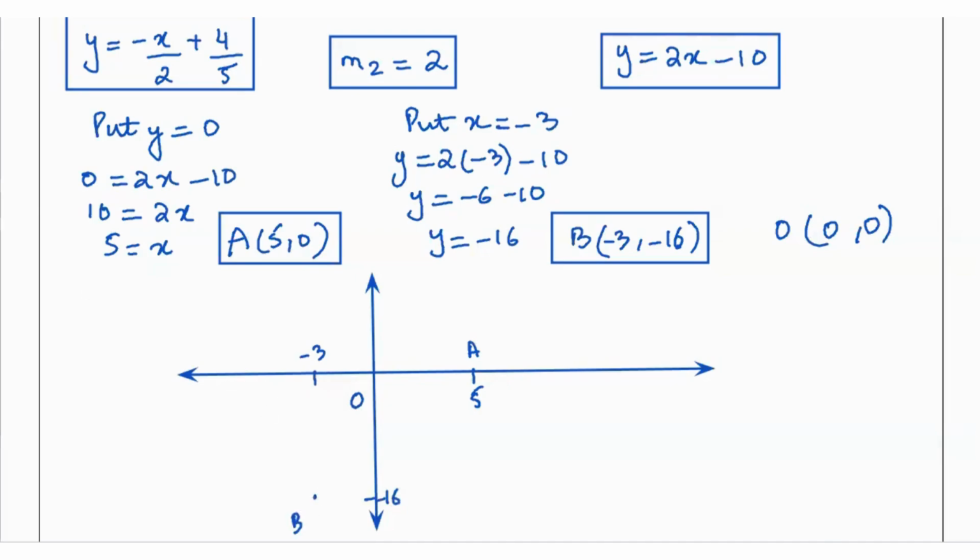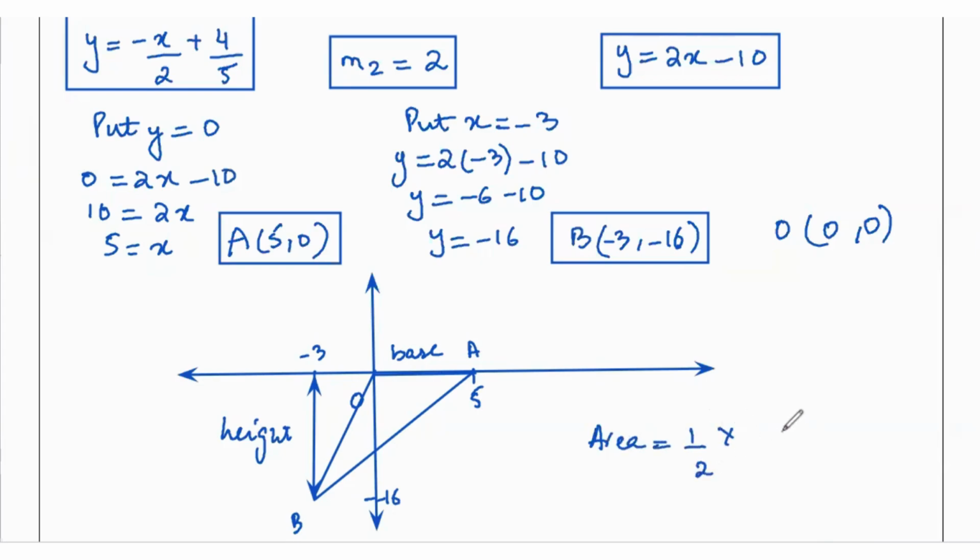So if we connect the points, we can say that this is our base. This is your height of the triangle, and the base has already been identified. As you can see, the y coordinate was 16 for B, and the x coordinate is 5. So the area is going to be 1 over 2 times the base, which is 5, and the height, which is 16. That's going to be 5 times 8, and that's 40 units squared. That's your answer.